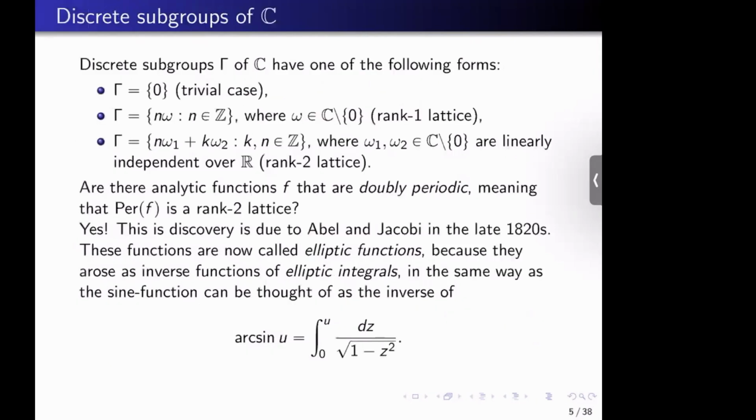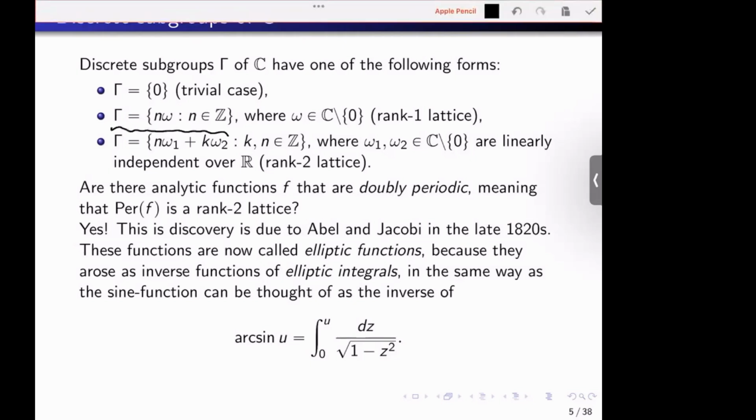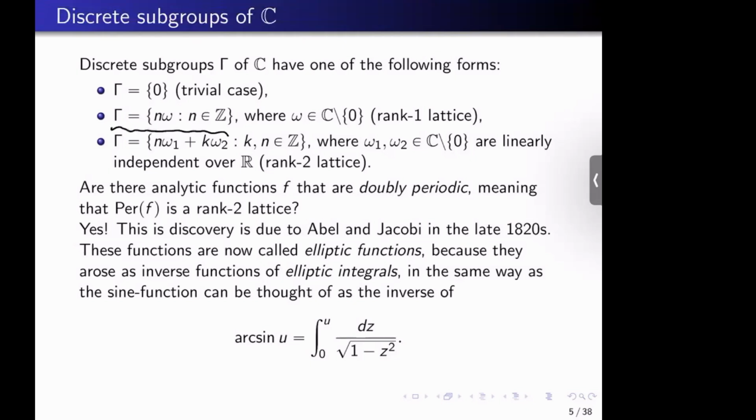So one can now look at these discrete subgroups of C and investigate what they look like. And they come in three forms. There's the trivial case where the subgroup just contains the zero element. Then there's this rank 1 case that we have essentially just seen that arises for periods of trigonometric functions, namely when the discrete subgroup just consists of integer multiples of some number omega.